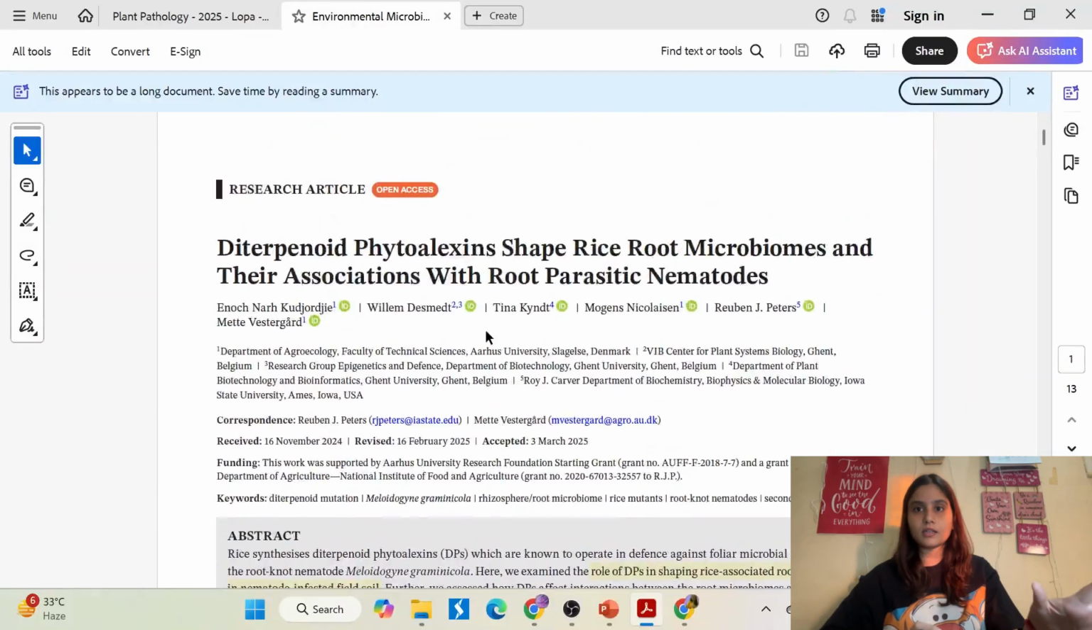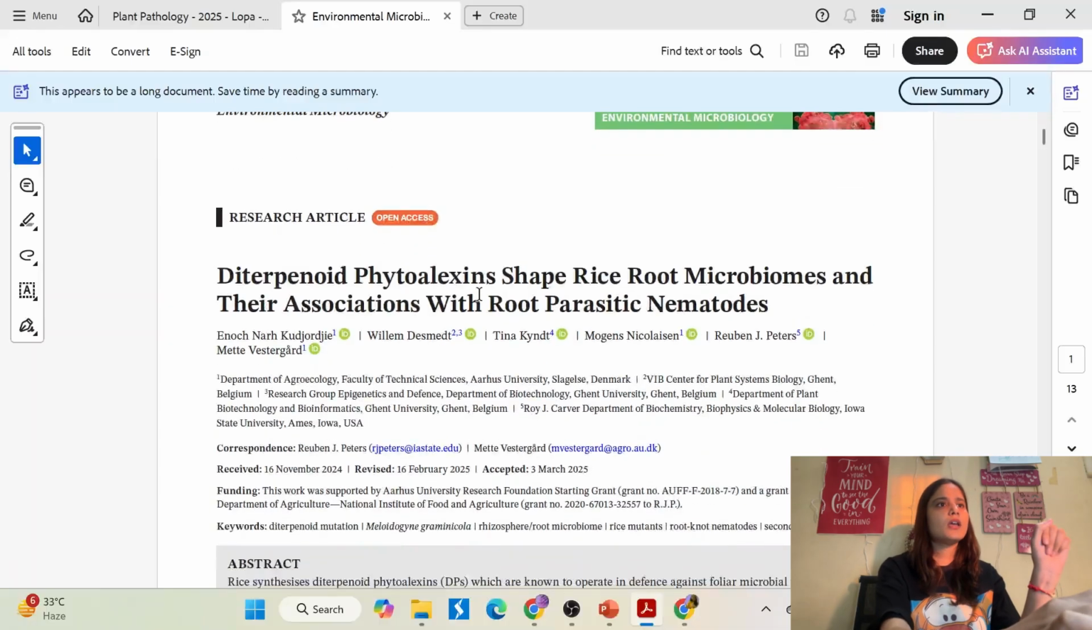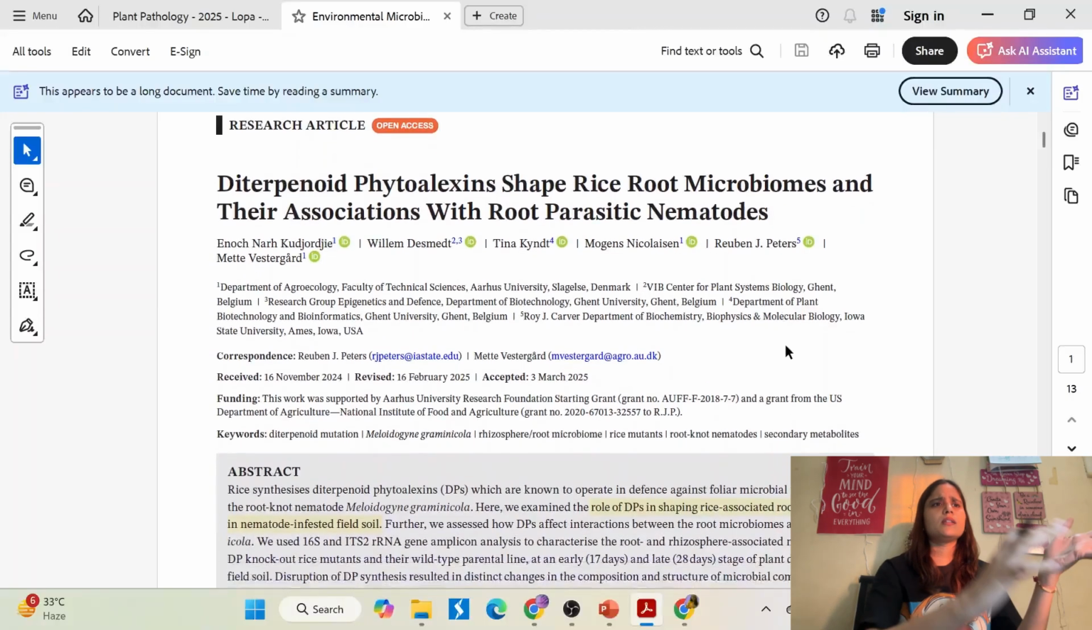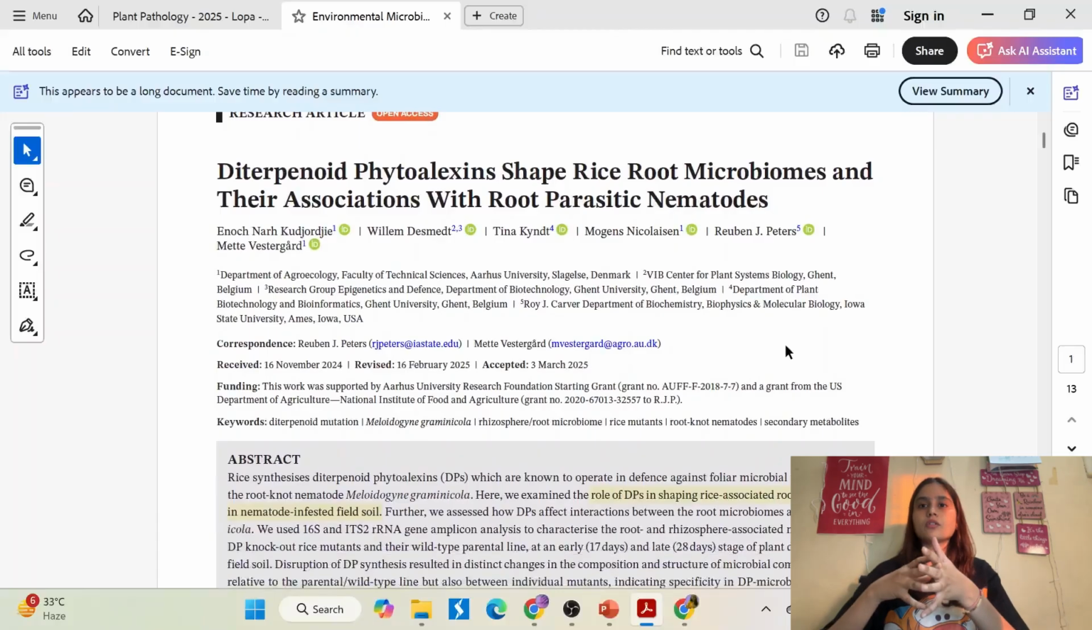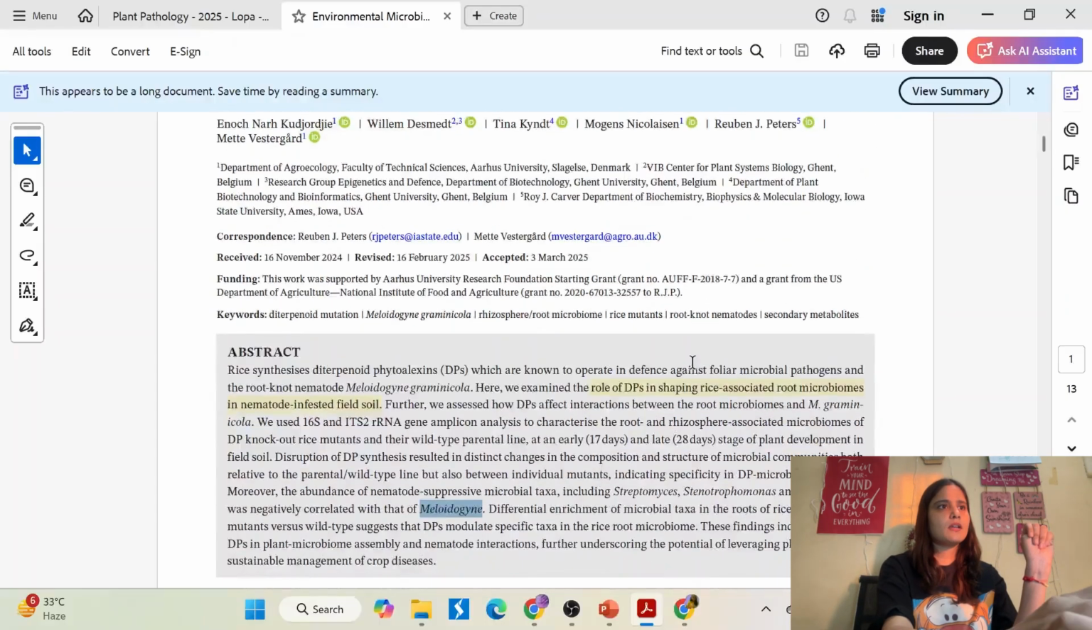So this is a research article, okay, and it is published in Environmental Microbiology Journal. In this case, the title of the paper is Diterpenoid Phytoalexins Shape Rice Root Microbiomes and Their Associations with Root Parasitic Nematodes. In this article, they have worked on diterpenoid phytoalexins, and the main focus was to study the interaction of these phytoalexins with the root microbiome during infection with a parasitic nematode. Okay, that is a root parasitic nematode. Okay, we will look into the abstract.